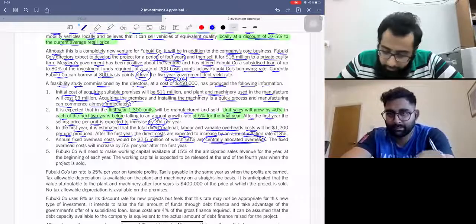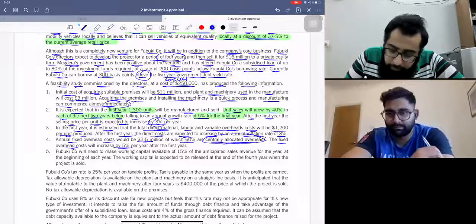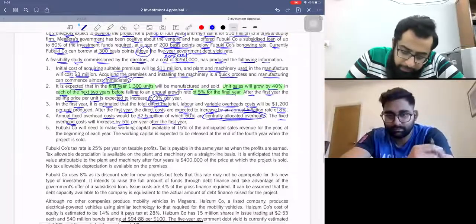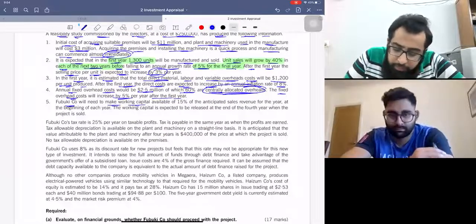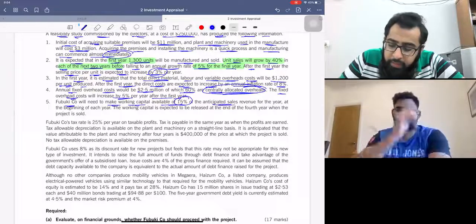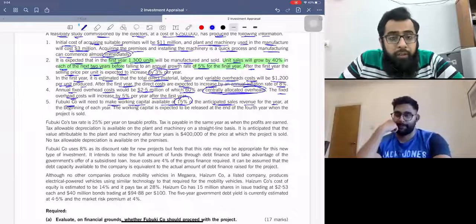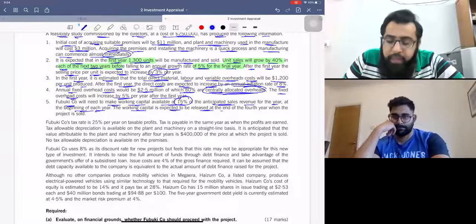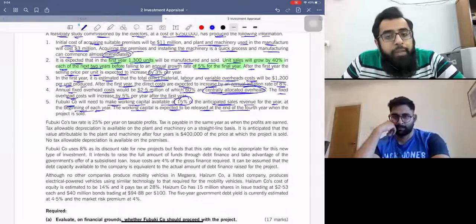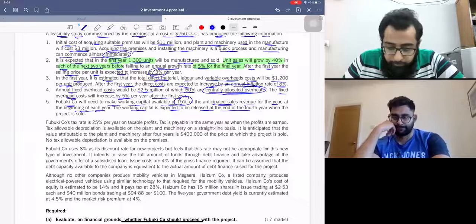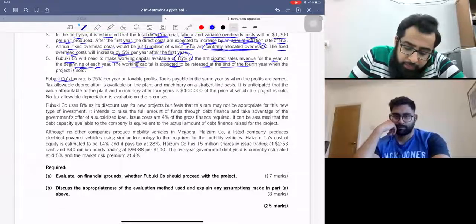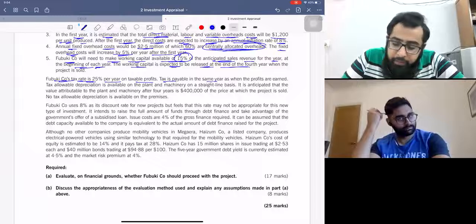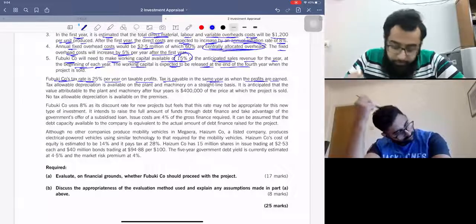Okay. The fixed overhead cost will increase by 5% per year after the first year. FUBICI company will need to make working capital available of 15% of the anticipated sales revenue for the year at the beginning of each year. The working capital is expected to be released at the end of the 4th year when the project is sold. FUBICI company's tax rate is 25% per year on taxable profits. Tax is payable in the same year when the profits are earned.